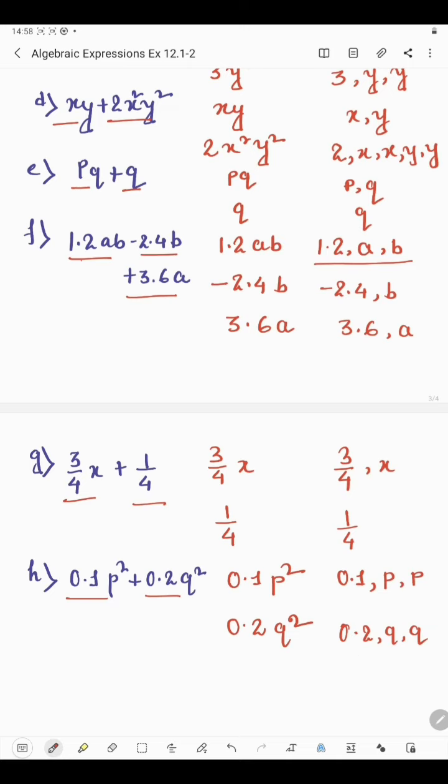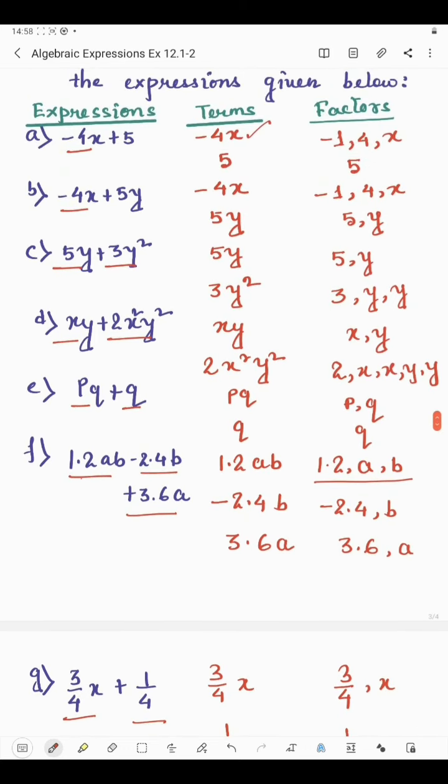So this way we will have to find the factors of the term. Okay, so this was all about question number 2.